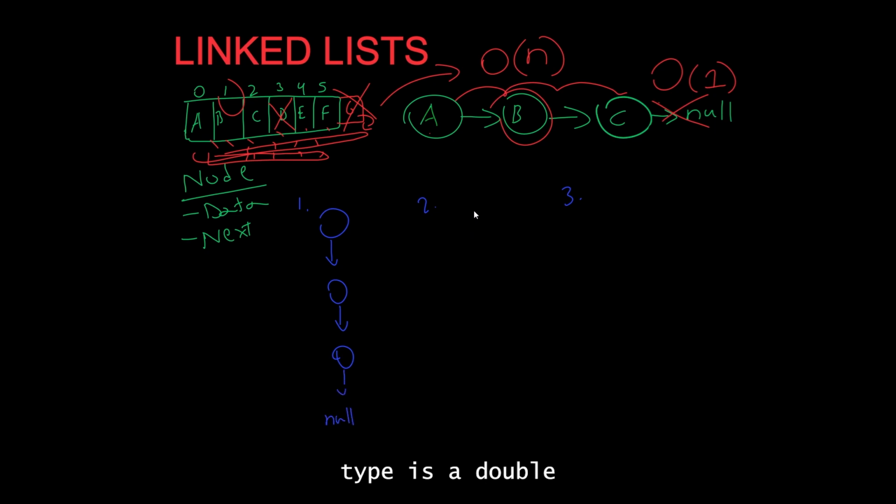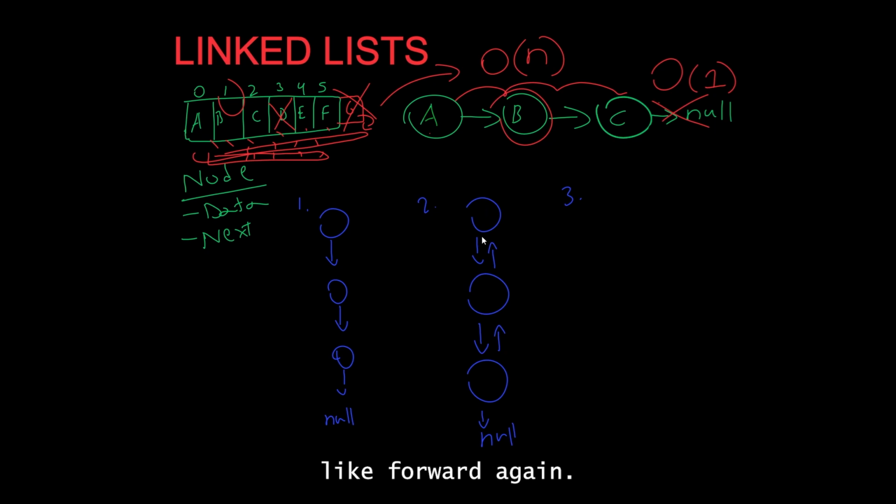The second type is a double linked list, where it's similar to the other one, where we have something like this, but we also have pointers going back, or references going backwards. Now obviously null can't point backwards, it's not something. So if we were at this node, we could go backwards and then we can go forward again, and it goes back and forth.